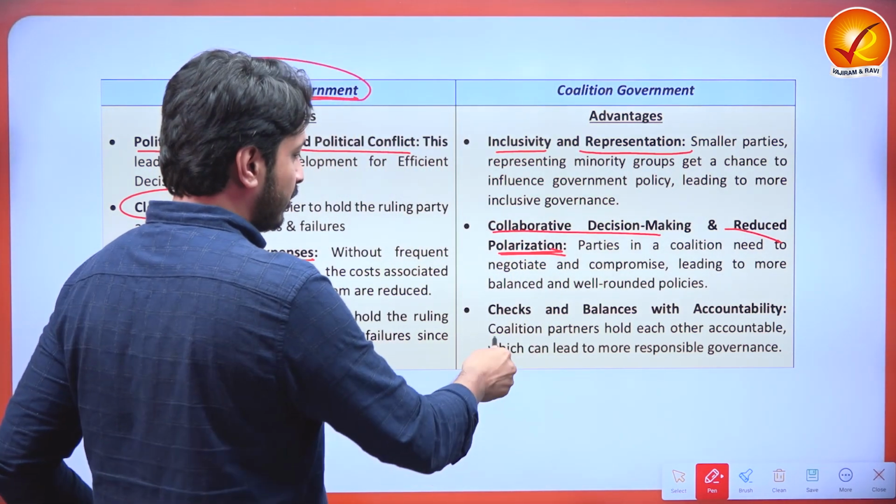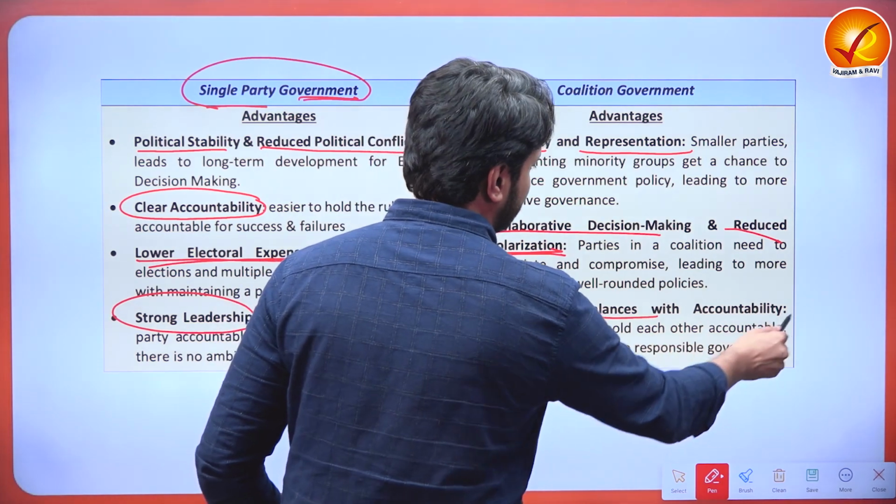And the third important point we need to note is the checks and balances with respect to the accountability.